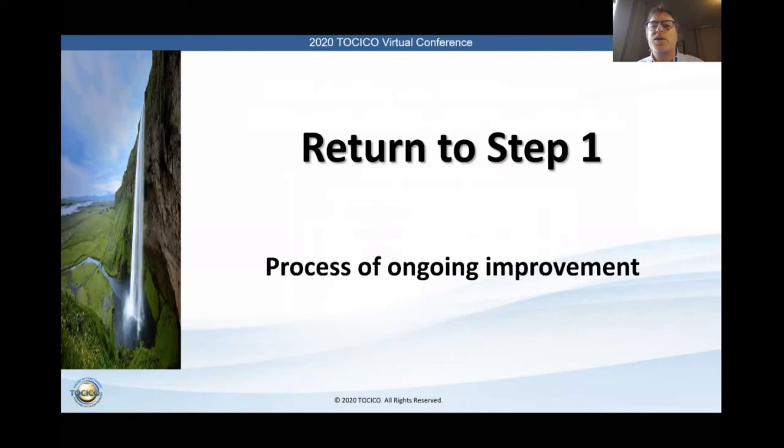Are there resources on which the constraint is repeatedly waiting? Are there non-constraints that are routinely becoming bottlenecks? Are there non-value-added steps that the constraint keeps revisiting? And then finally, have we done a great job and the constraint is starting to sit idle because we've improved our flow so much we're running out of new patients in the department?